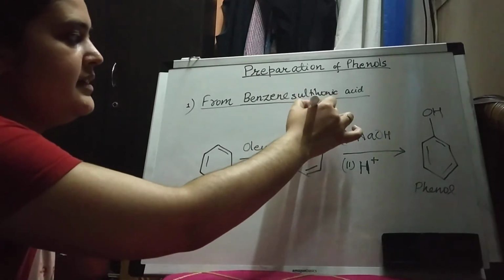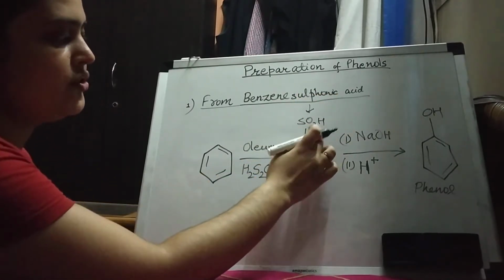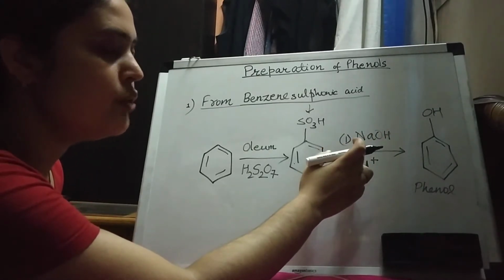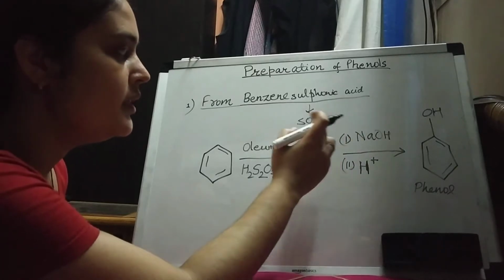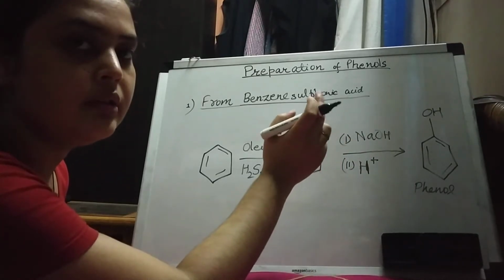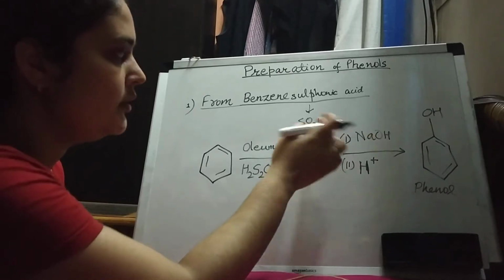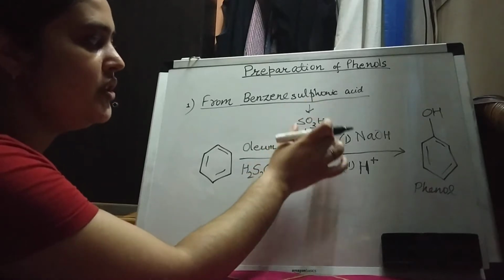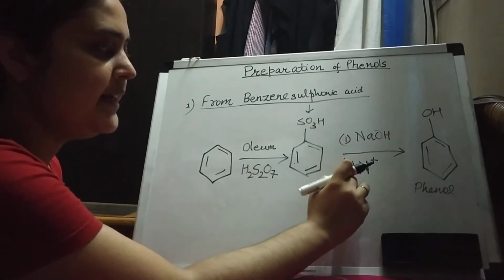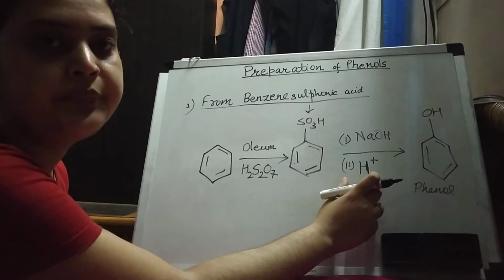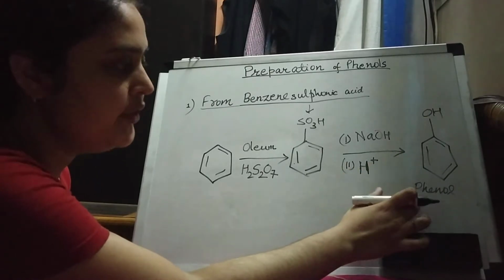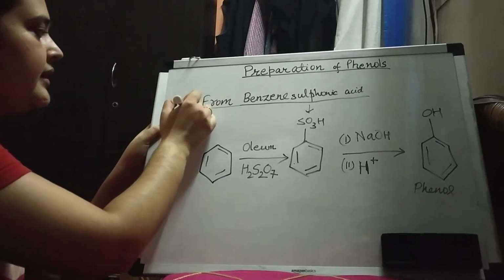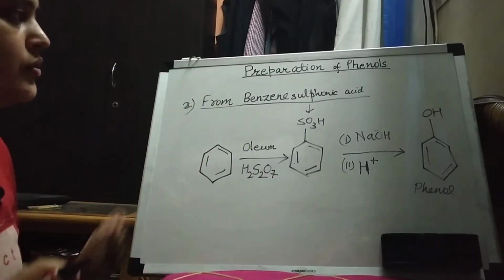This is benzene sulfonic acid, where an SO3H group is attached to benzene. When we add sodium hydroxide, NaOH, we get sodium phenoxide. Here the ONa group comes in place of SO3H. Then the second step is to add the acid, H plus, and we get phenol. So, this was the preparation of phenol from benzene sulfonic acid, the second way to prepare phenol.